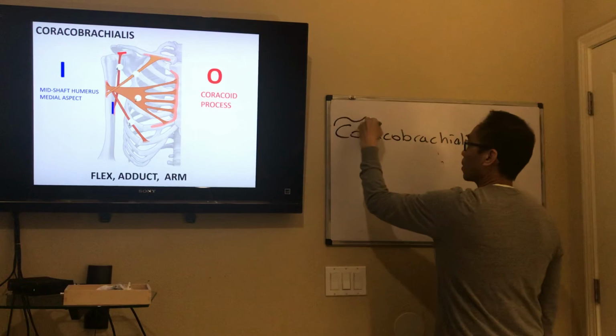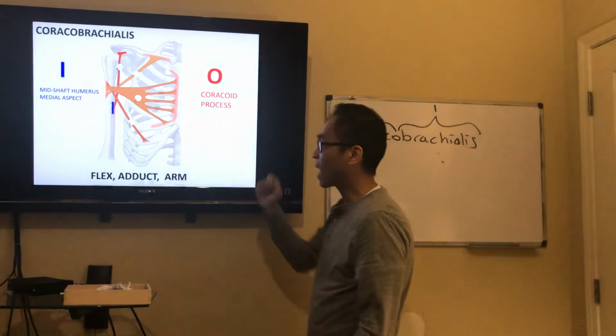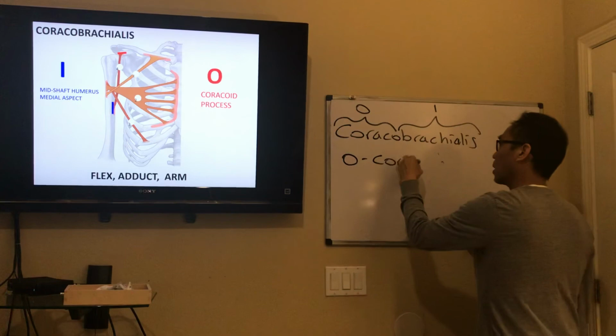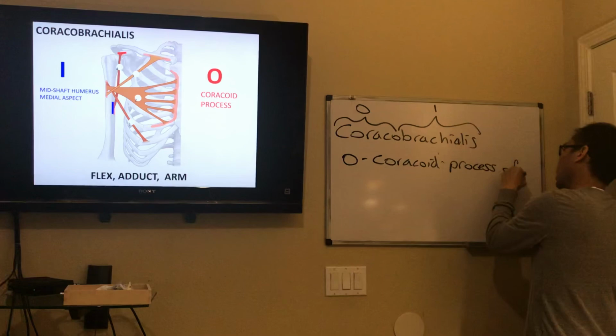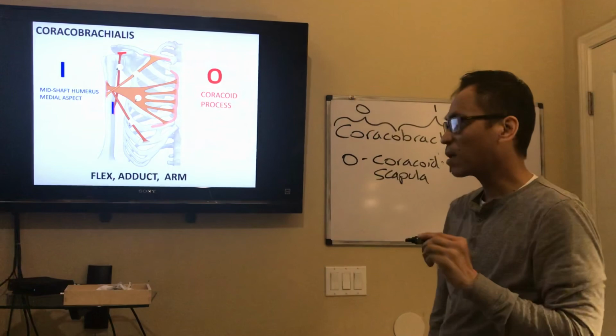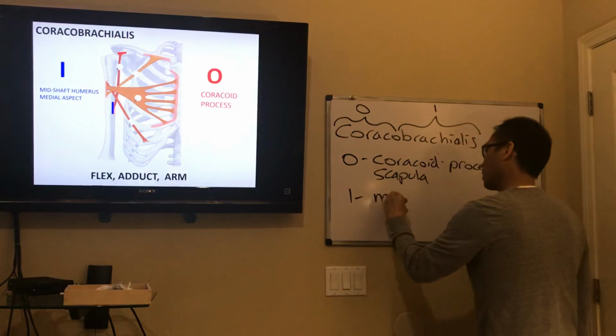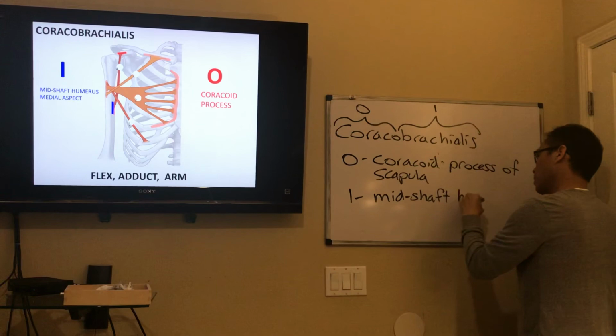Turns out that's the O, that's the I. It originates on the coracoid process of the scapula. It inserts mid-shaft humerus, about the medial aspect. It's pulling from the inside, so it can adduct arm. We can also flex arm. Inserts mid-shaft humerus.